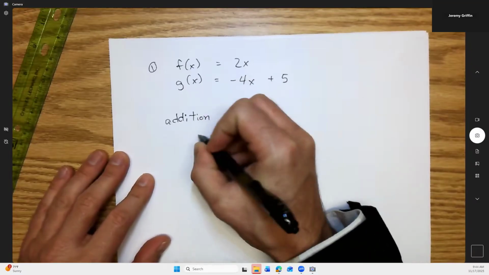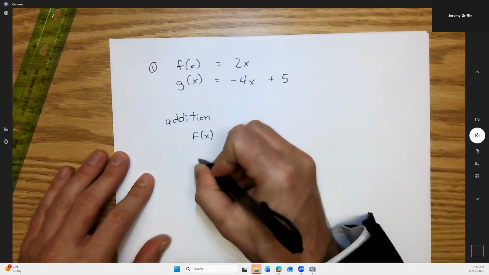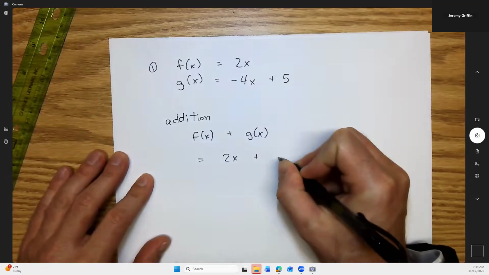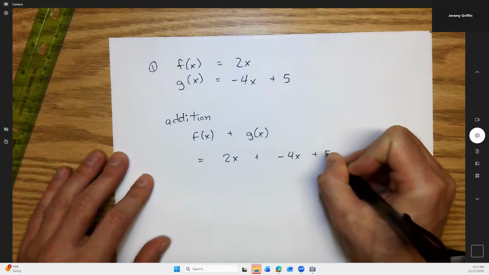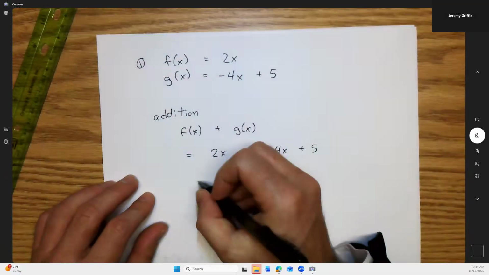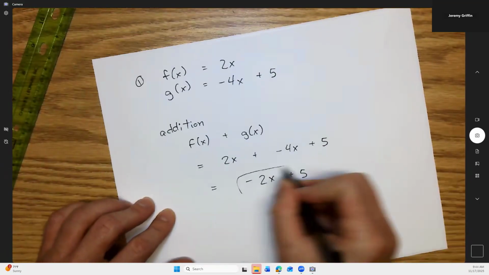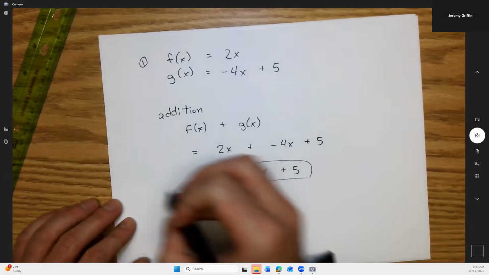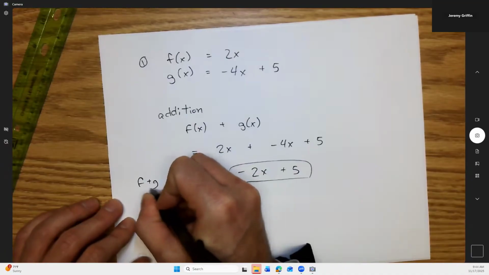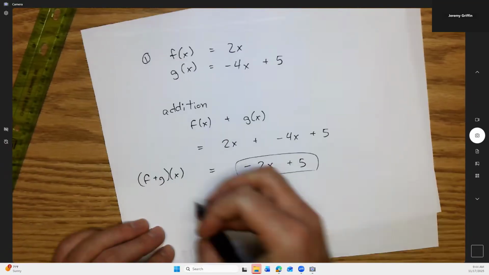Addition. So f of x plus g of x. Well, that would be 2x plus negative 4x plus 5. And then you just very simply combine like terms. Both of these have an x term in common, so you can add those two together. And it would look like that. That's f plus g. Sometimes you might see it like this, f plus g of x, if you see that notation. So there's addition.